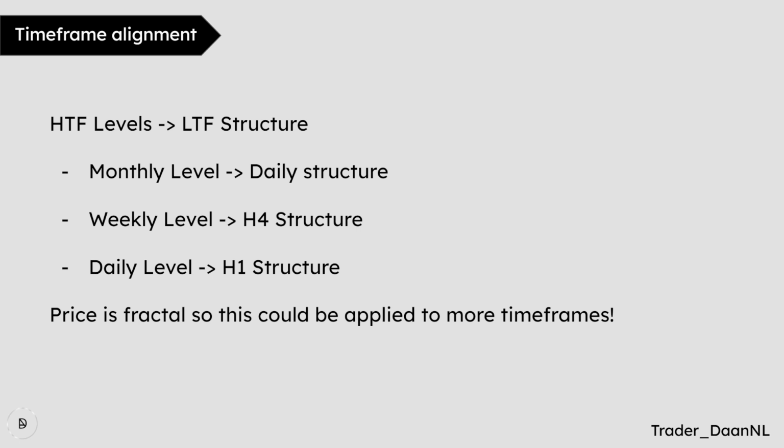For this video, I have mapped out the following time frames. When you have determined your bias on the monthly time frame, the daily will give you a structure that shows you how your monthly levels will be reached. For your weekly time frame, it will give you a 4-hour structure, and for the daily time frame, it will give you a 1-hour structure. But price is fractal, so this could be applied to even more time frames.